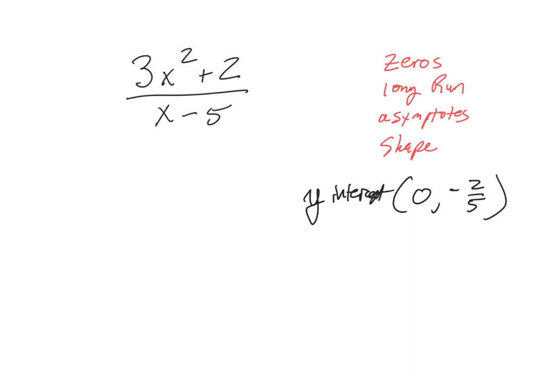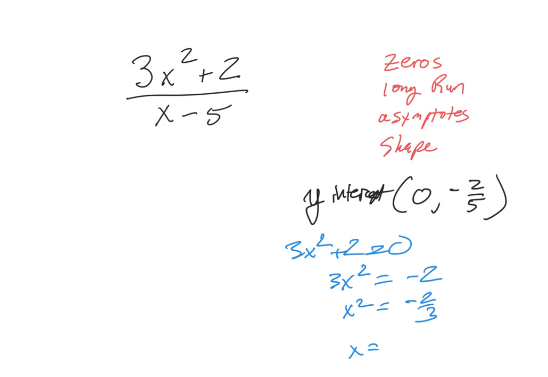Then I think, okay, I need to know what my x-intercepts are. Where does this function equal 0? In other words, where does 3x squared plus 2 equal 0? So subtract 2 from both sides. 3x squared equals negative 2. X squared equals negative 2/3. X equals the square root of negative 2/3, which is equal to i times the square root of 2/3.